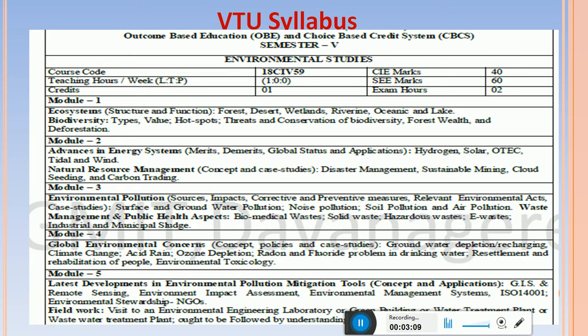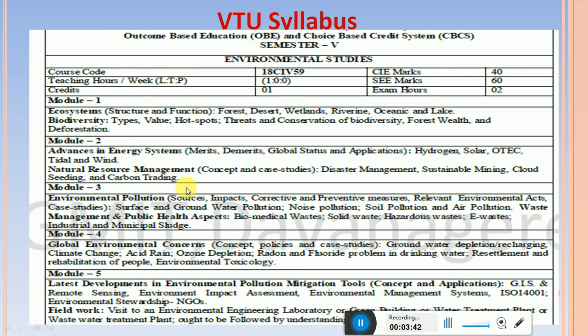Similarly in module 2, we will learn about the different alternative sources of energy apart from the conventional sources. That is hydrogen energy, hydrogen fuel cell energy, solar energy, ocean thermal energy, then energy generation using tides and wind energy, and the importance of it, how it is generated, in what way it is sustainable, then natural resources management, that is disaster management, then sustainable mining. What is meant by cloud seeding and what is meant by carbon trading in module 2.